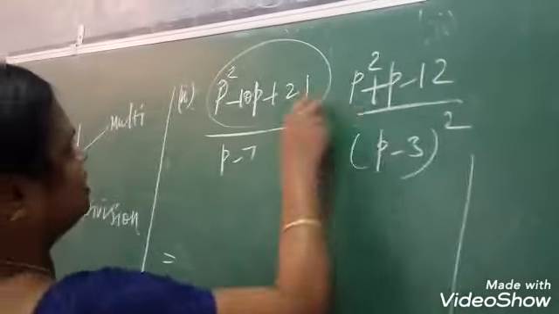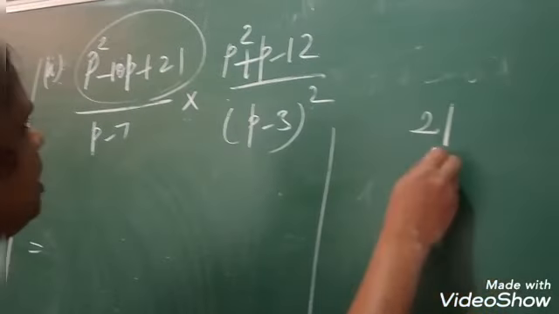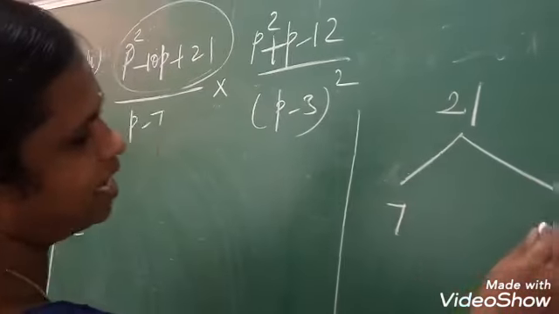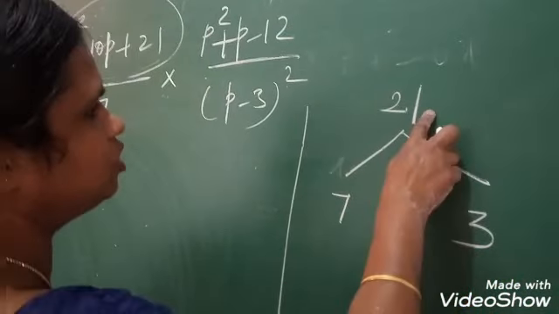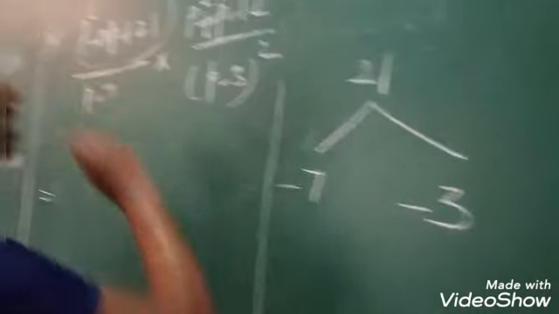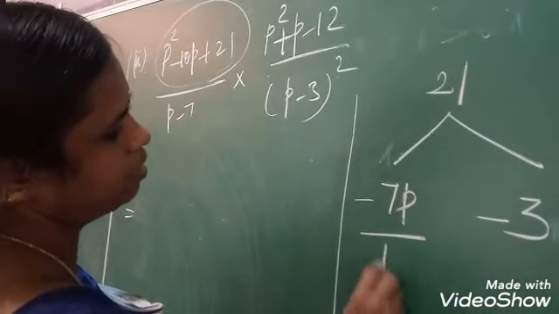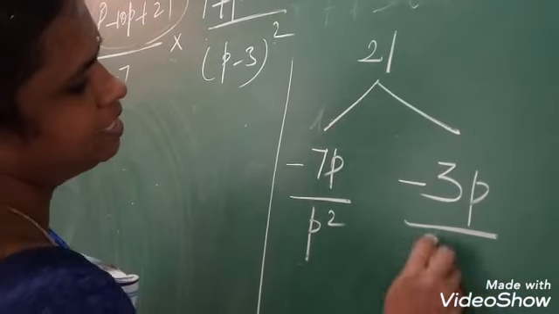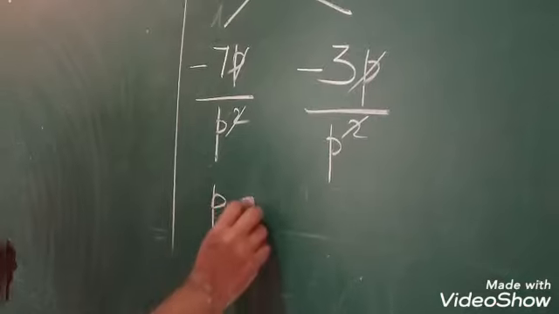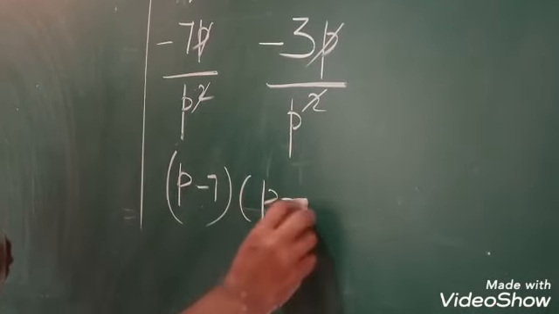Here in the first numerator, if you multiply you should get 21, and if you add you should get minus 10. What are the factors? 7 threes are 21, and if you add minus 7 and minus 3 you get minus 10. Put the variable p squared, p. So the factors are p minus 7 and p minus 3.